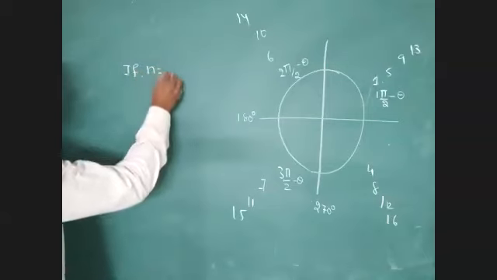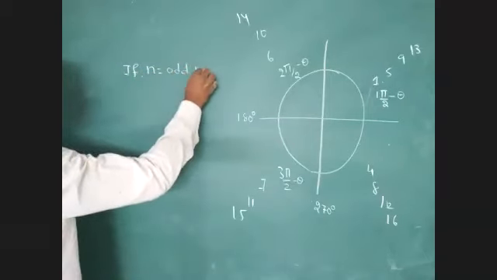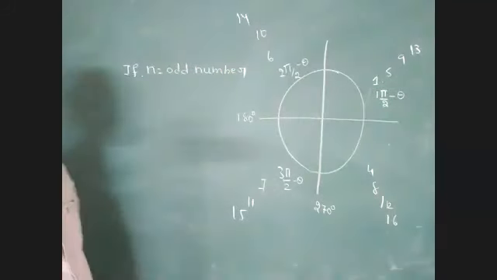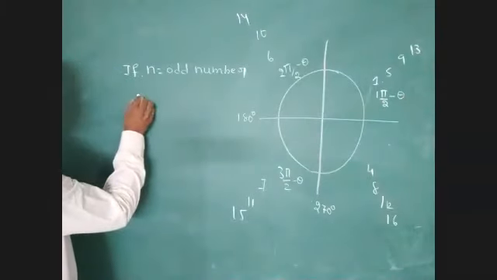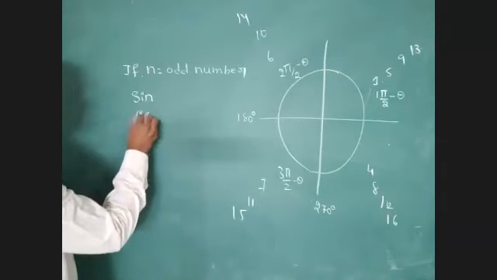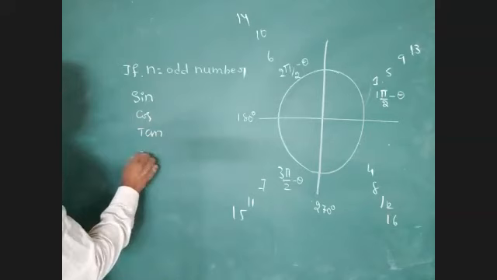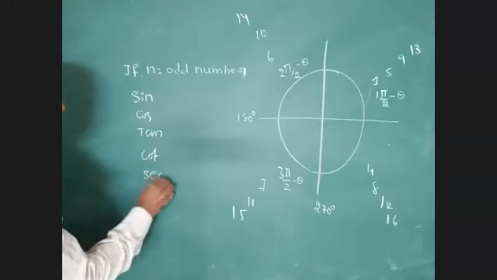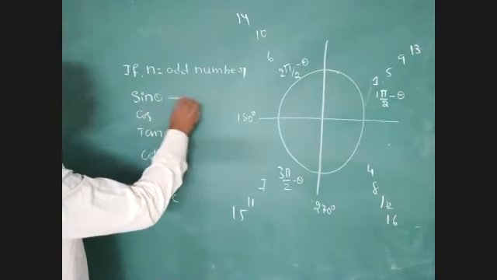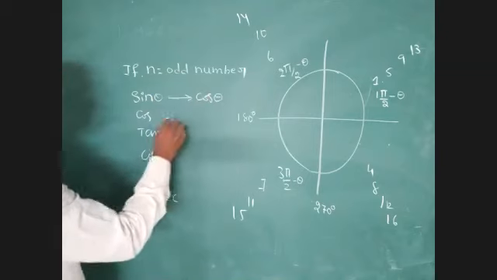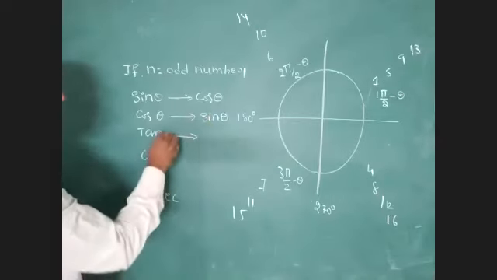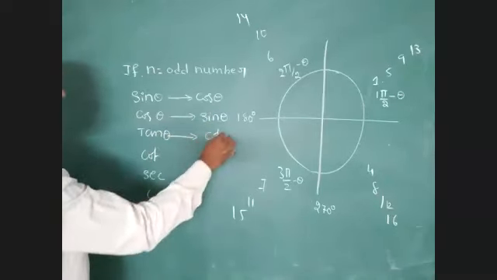If n is an odd number, then all trigonometric functions change: sine, cos, tan, cot, secant, cosecant. Sin theta changes to cos theta. Cos theta changes to sin theta. Tan theta changes to cot theta.